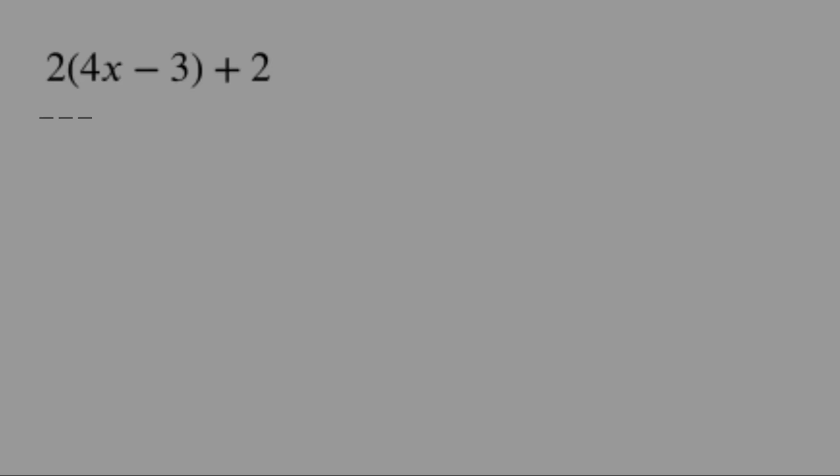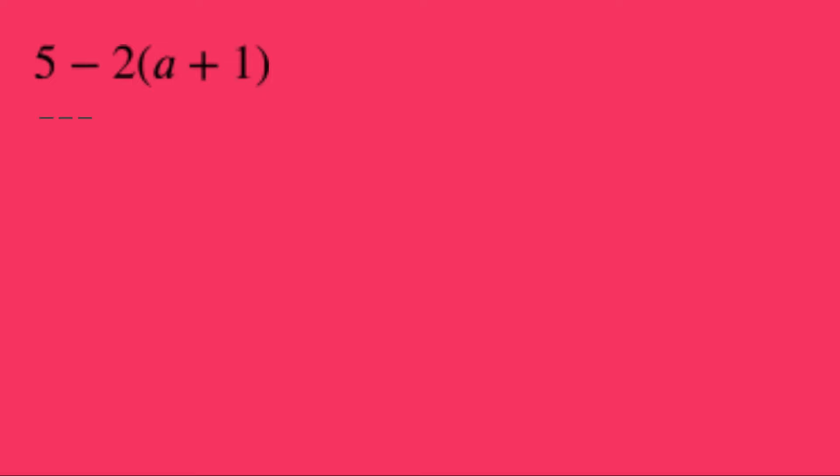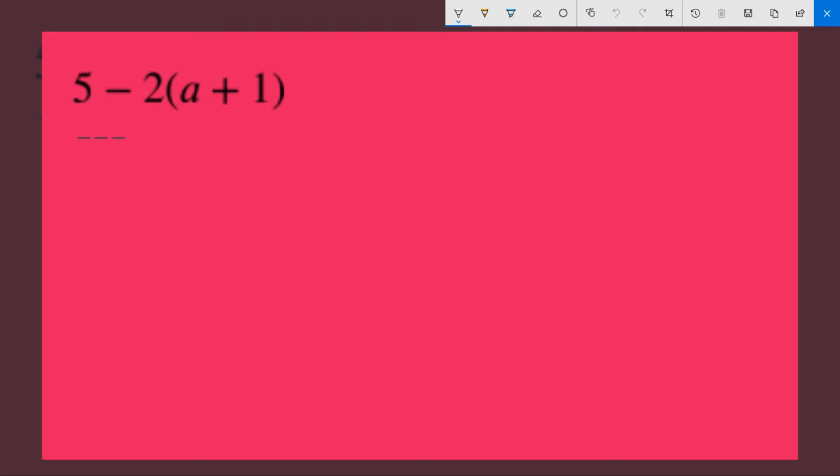So I'm going to start with copying down the 5. Okay, but then let's do negative 2 times a. It's going to be negative 2a. And then when we do the negative 2 times the positive 1, that's negative 2.